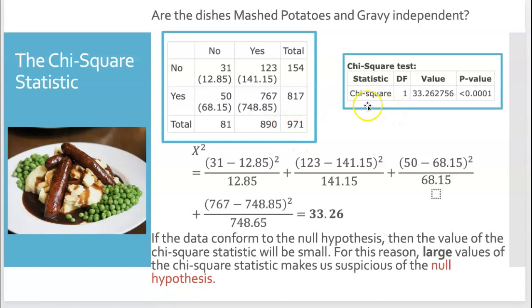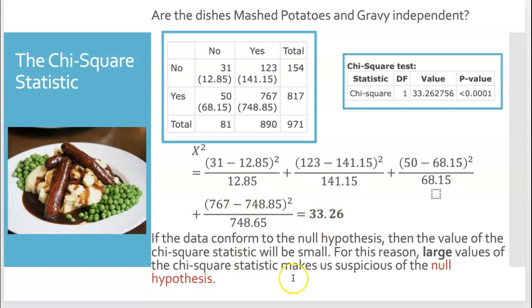So really quick, here are just the hand calculations. For each cell we do observed minus expected squared divided by expected, and then we do it again, observed minus expected squared divided by expected. Next one, observed minus expected squared divided by expected, and then one more, and then we add them all up. That's what each of these is doing, adding each one up. Then if you do that, you get 33.26.